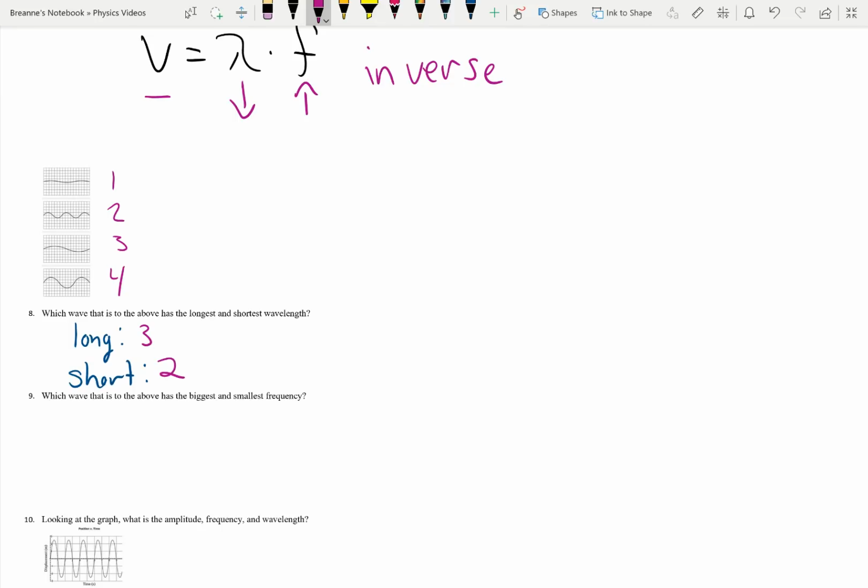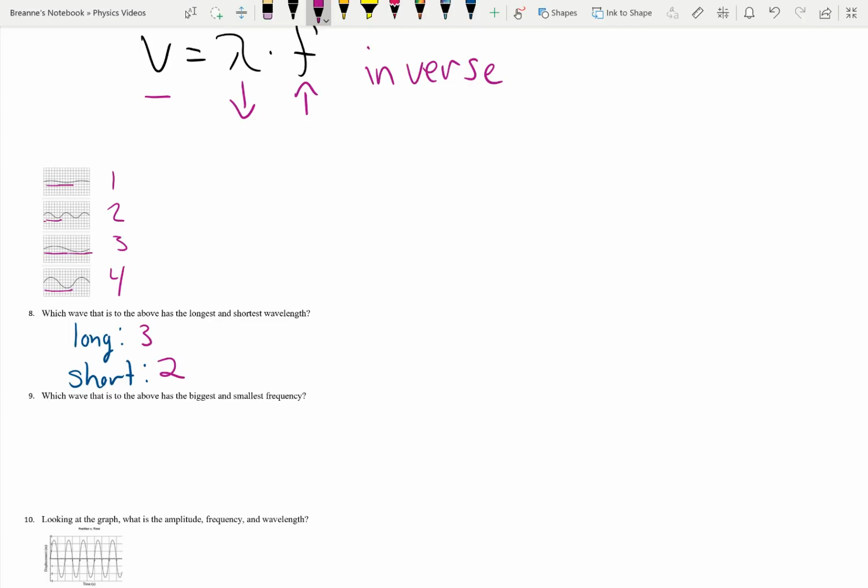Again, it's because there's 1 full wavelength there. You have 1 full wavelength there. 1 full wavelength there. You have 1 full wavelength there. You could scroll in and count the boxes, or you can just eyeball it. You can definitely see that 3 is the longest and 2 is the shortest.